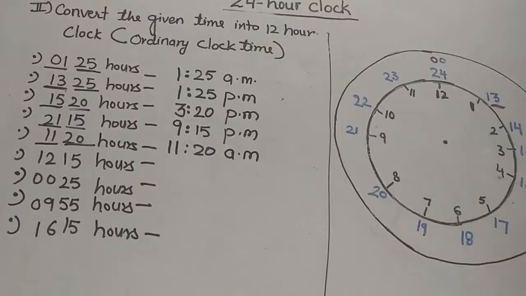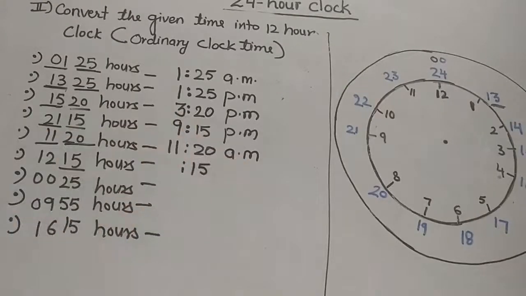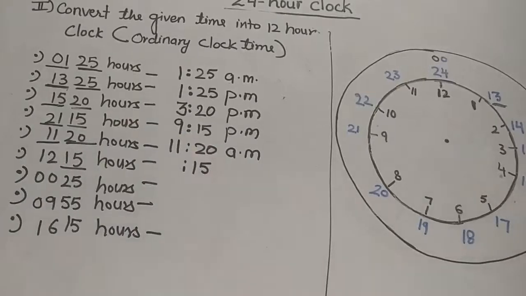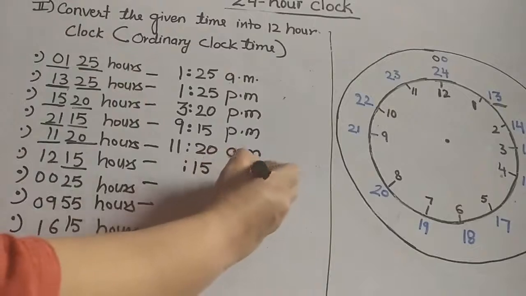Next, 12:15 hours. 15 minutes after the colon. And now the same thing as I told you there in the previous exercise. If the 12 is given in place of hours, it will be PM. So directly we can write here PM and 12.